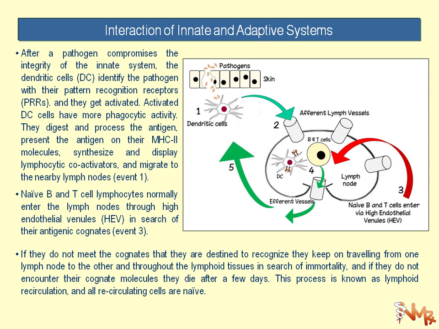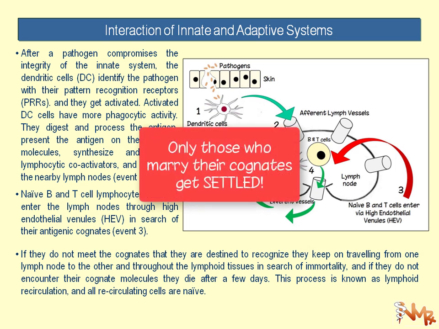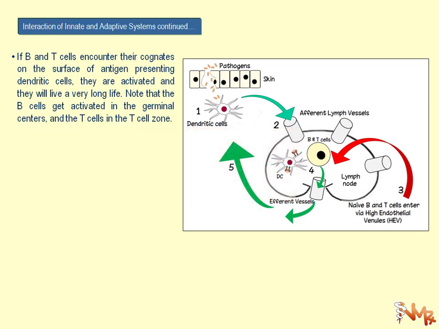This process, whereby the naive B and T cells enter via HEVs, and if they don't find their cognate antigens, go to another lymph node, is known as lymphoid recirculation. The B and T cells that have the habit of jumping from one lymph node to the other have not met their cognate antigens yet, and they are all naive B and T cells. Now, if B and T cells encounter their cognates on the surface of the antigen-presenting dendritic cells, they are then activated, and they will live a very long life. Note that the B cells get activated in the germinal centers of the lymph nodes, and T cells in the T cell zone of the lymph nodes.